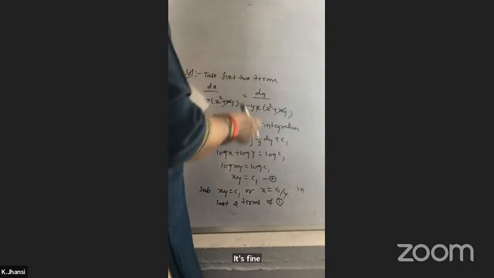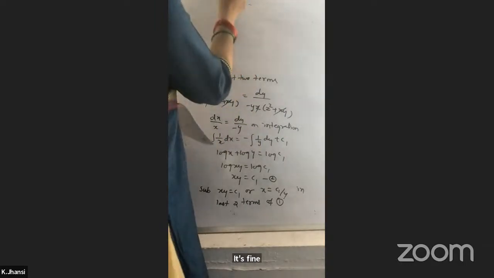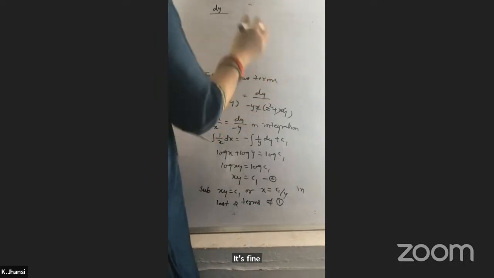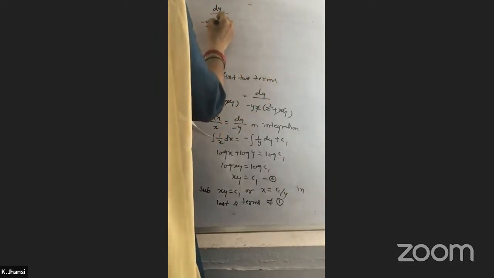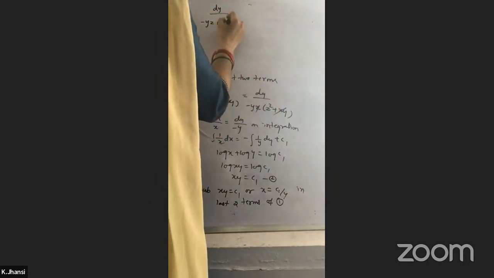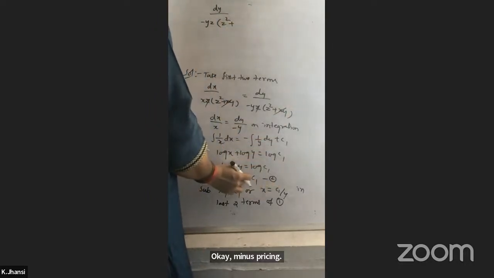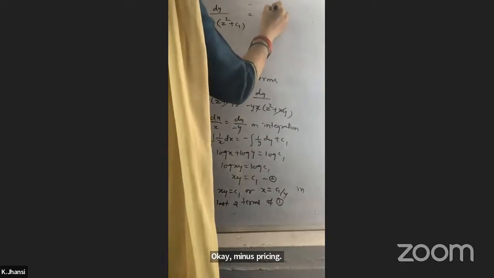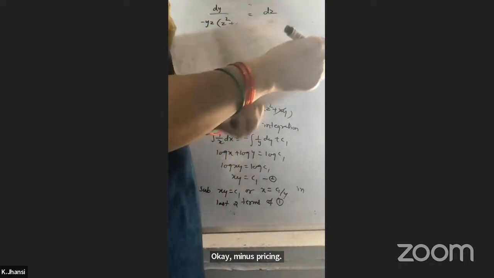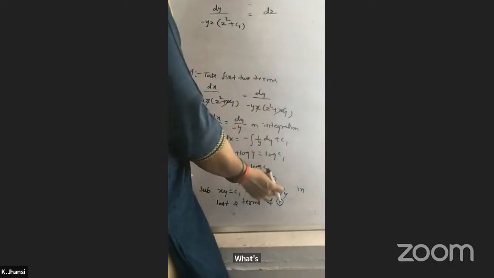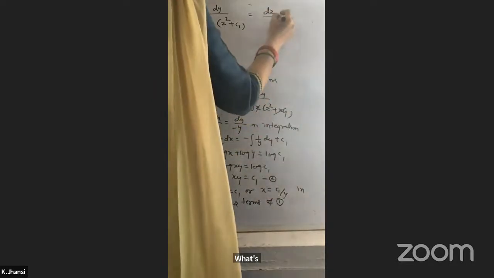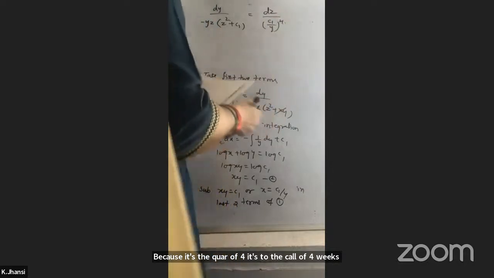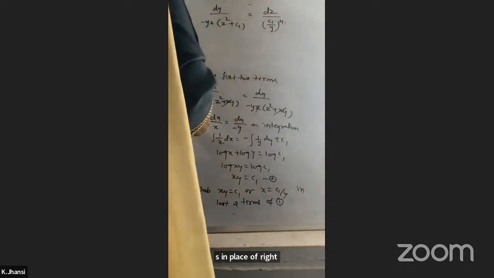Option is 1. Okay, now we take it as dy by minus yz into z square plus what is xy? xy is c1, equals dz by x to the power of 4. No? x to the power of 4 means in place of x, we'll write c1 by y to the power of 4. Okay.